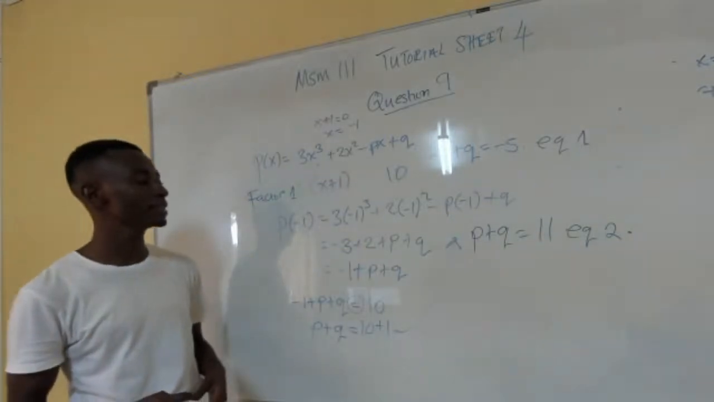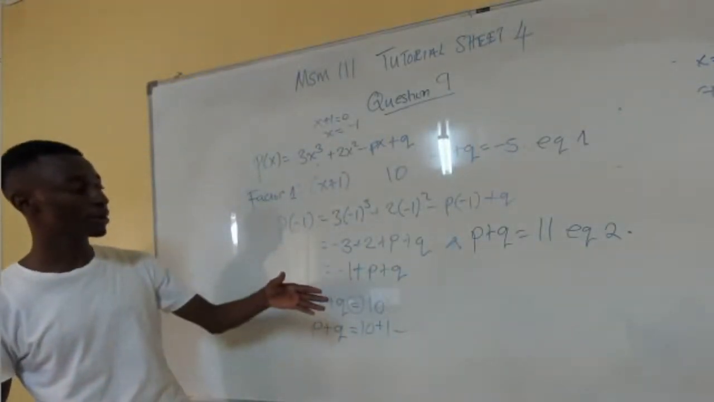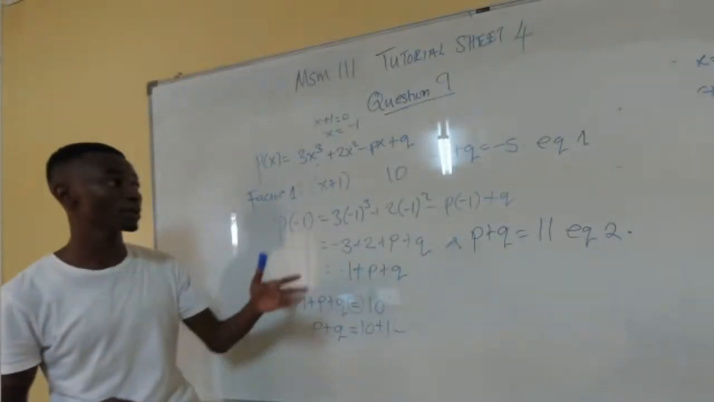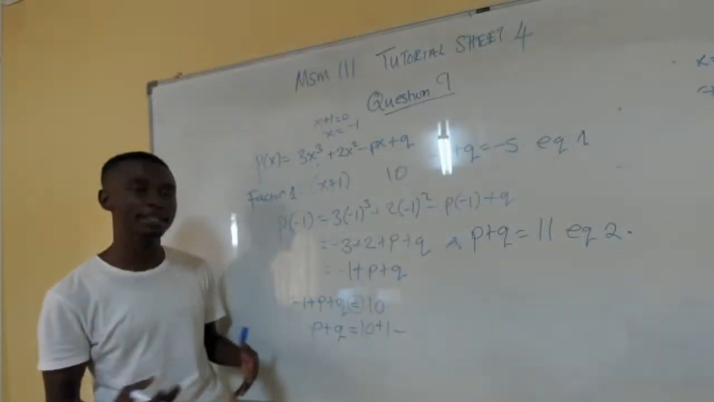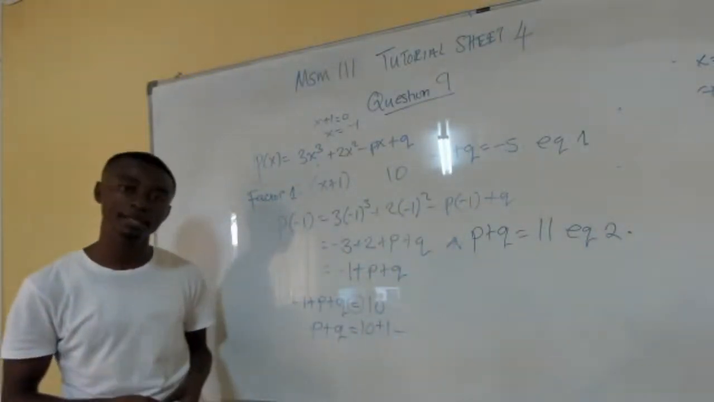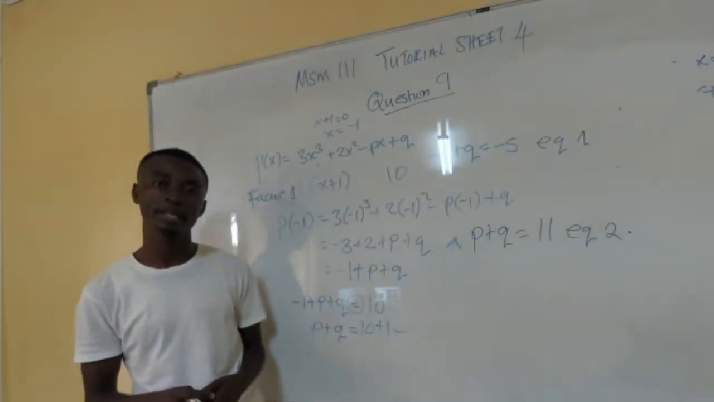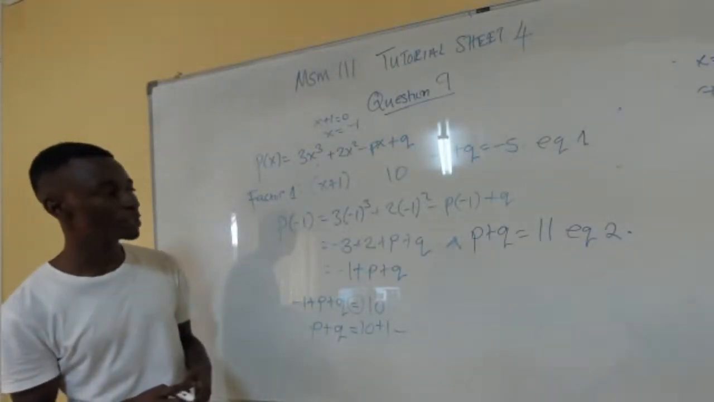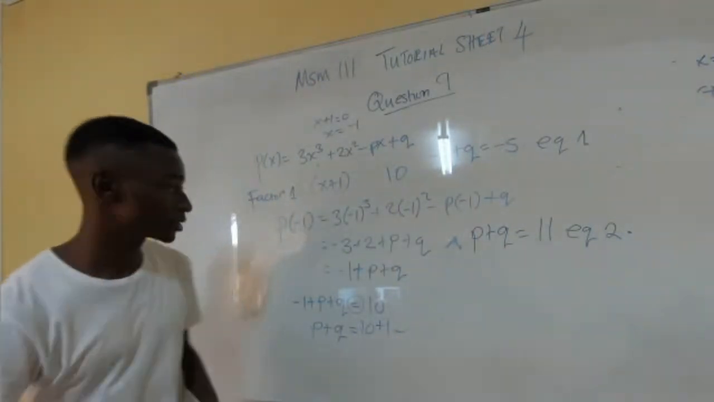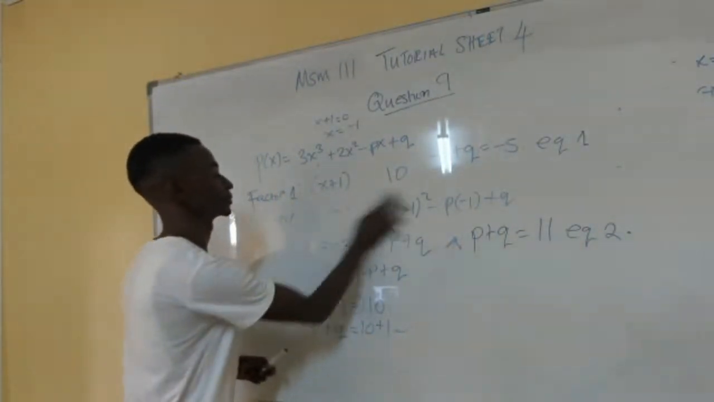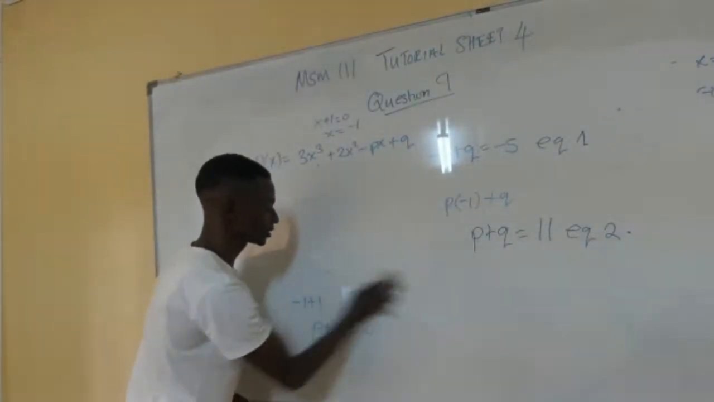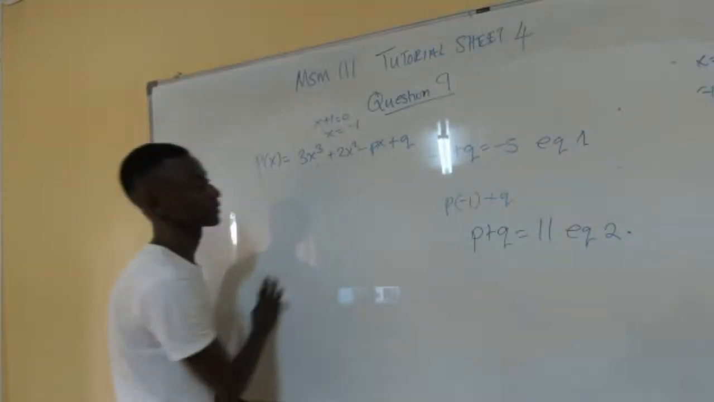So for us to find the values of P and Q, it means we're going to do that simultaneously because we have two equations with unknown values. What are these unknown values we're talking about? We're talking about P and Q. We don't know the value of P and we don't know the value of Q. So that's the reason why we are going to solve for the unknown values using simultaneous equation. So now let's do this.